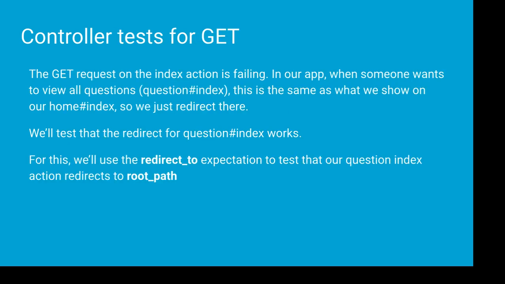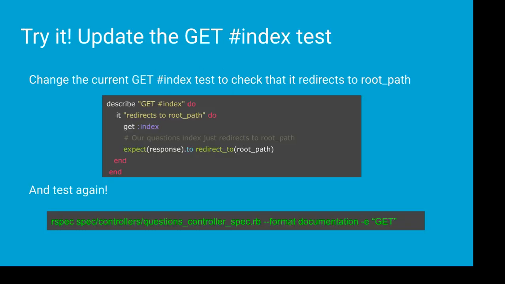Okay, so when somebody wants to view all the questions, question index, which is what that get tries to go to, is the same as what we show on our home index, so we redirect there. In my app I didn't implement question index, so I'm not sure why it's working for you. The way I fix this test is I use the redirect_to expectation to test that the question index redirects to root path, because that's how it's implemented. I'm interested to see if you make this change, if it breaks for you.